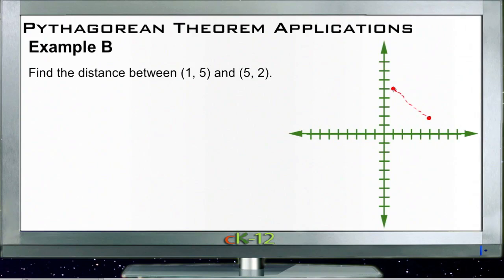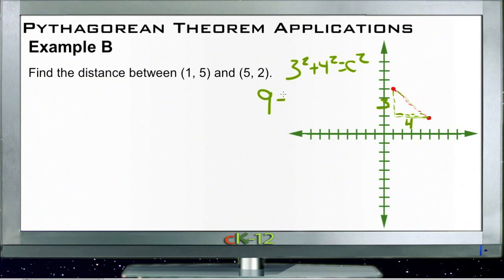Well, one way to do that would be to use the Pythagorean Theorem as our reference here, and to see that what we're doing is going from 5 vertically down to 2 vertically. So we're going 3 units this way, and then we're going from 1 horizontally over to 1, 2, 3, 4, 5 horizontally. So we're going across 4 this way. So what we have is a triangle that has sides of 3 and 4, and what we're looking for is the other side. Of course, 3 squared plus 4 squared equals c squared would be our triangle then.